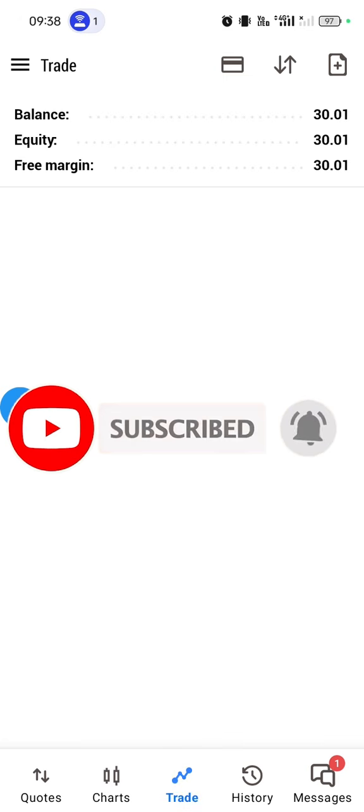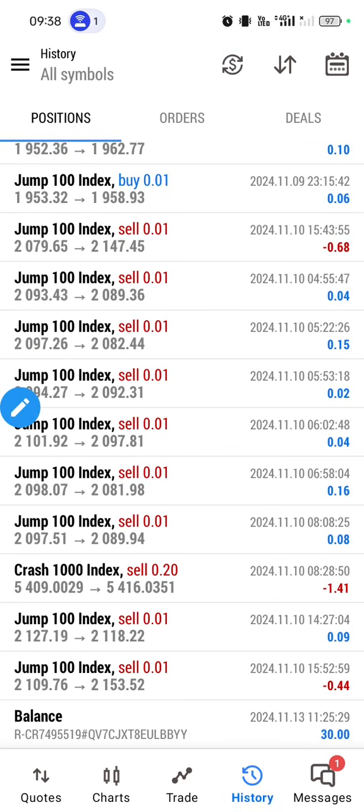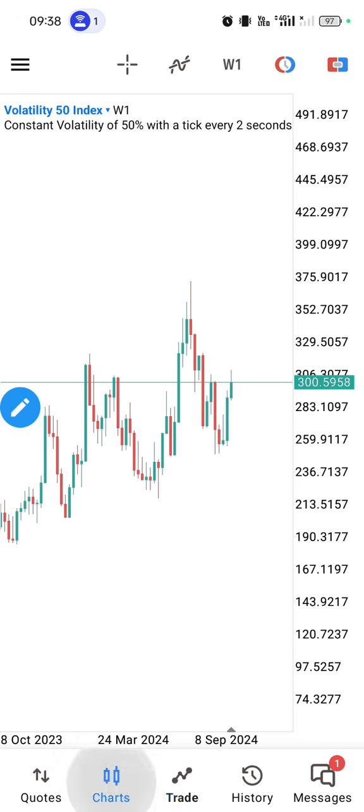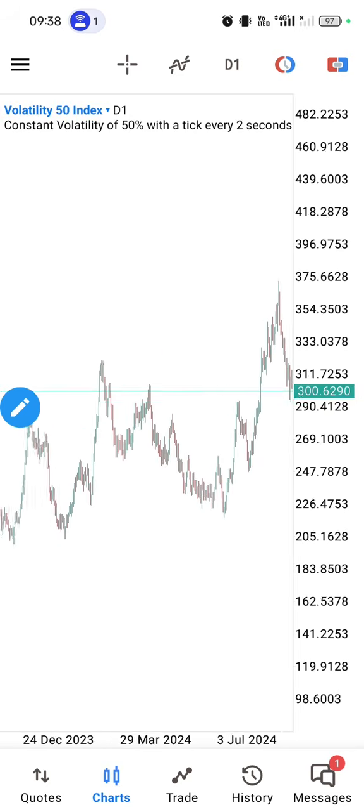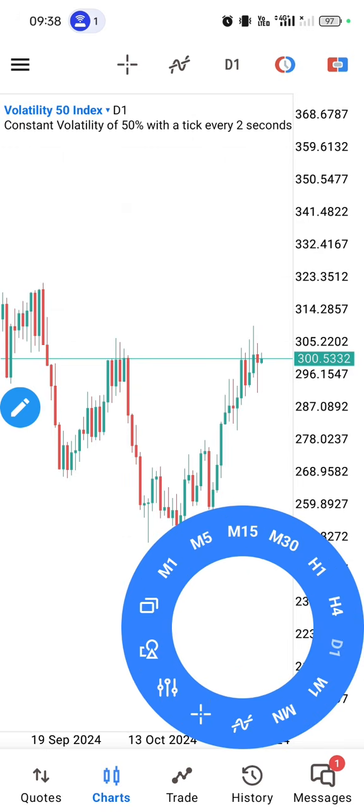Okay, so before we get going, I will first move on to the history and show you guys the 30 USD that was deposited. Now let's go over to our chart, and I'm not going to start higher up on the time frame. I'm going to start on the daily chart.